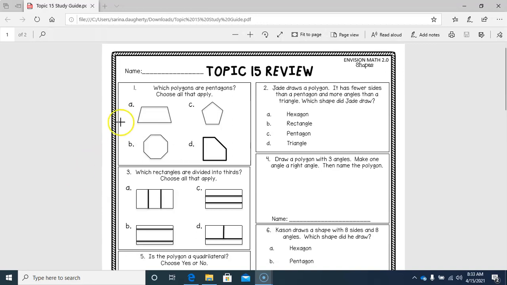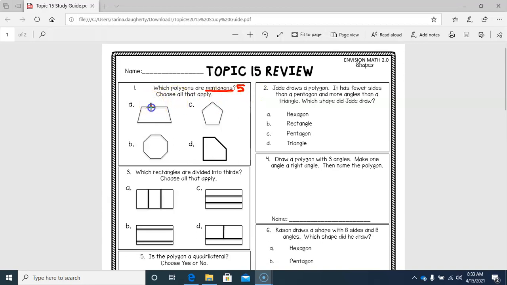So let's get started. Number one, which polygons are pentagons? Well, pentagons, I'm going to underline that here. Hold on, it's way too light. Let me change the color. I'm going to make it, hold on one second, red. All right, pentagons. Pentagons have how many sides? I'm going to write that out to the side just so I don't forget. Pentagons have 5 sides. Penta stands for 5.